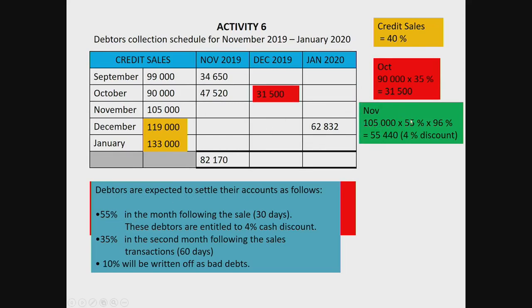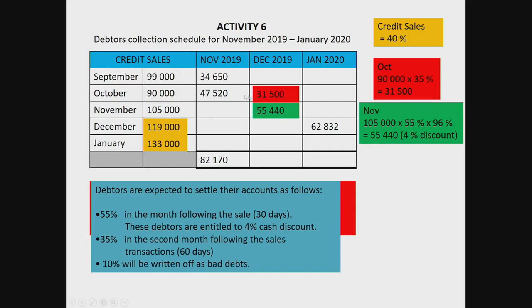But because they're paying in the month after, we're giving them a 4% discount, because normally debtors are supposed to settle their accounts in 30 days. So that calculation will be 105,000 multiplied by 55%, multiplied by 96%, because we're giving them a 4% discount. If we were giving them a 5% discount, then we just had to multiply it by 95%. And that answer will come to 55,440. Okay, so that will be that particular calculation.